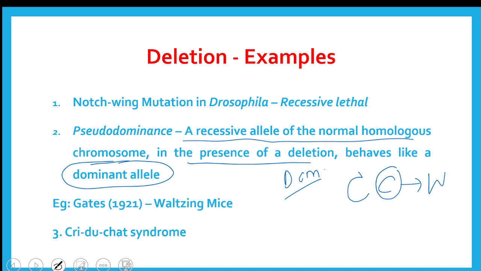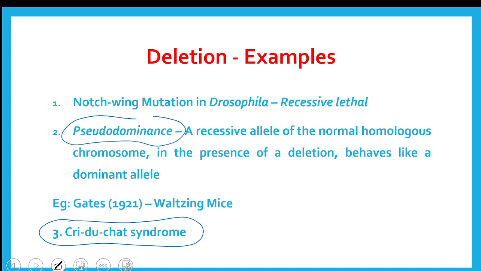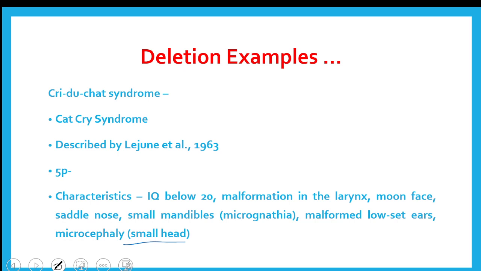But actually this is not happening in the presence of C. It is occurring in the absence of C, hence such an expression is called pseudo-dominance. So in the examination, cri-du-chat syndrome, pseudo-dominance, and notching mutation, these three examples may be asked for deletion or deficiency.